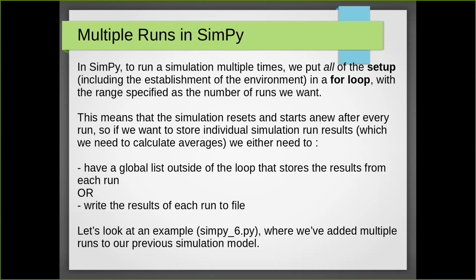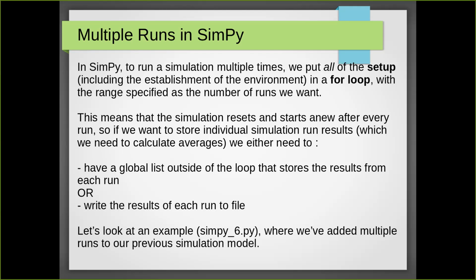And then we specify the range as the number of runs we want. So if you want to run it 100 times, we say for x in range 100, do all this. So run that, set up a new environment, set up these parameter values, run it for this length of time, and then go back through again and do it again and again. So we just put it all in a for loop. That also means, however, that the simulation will reset and start anew after each and every run.